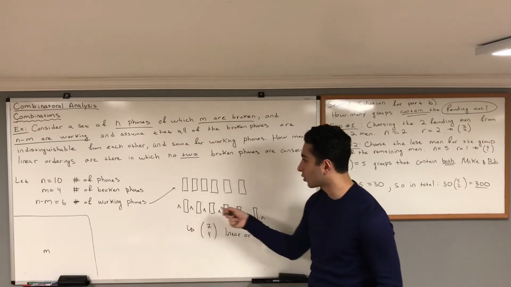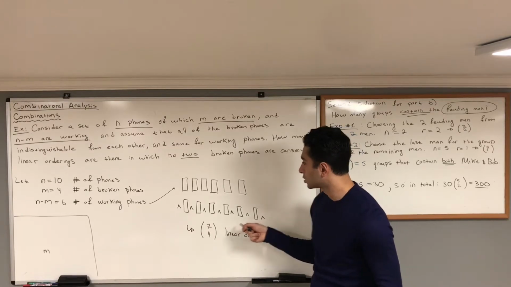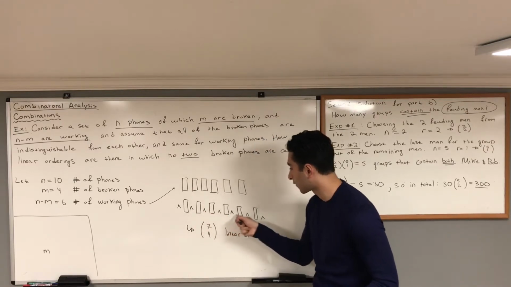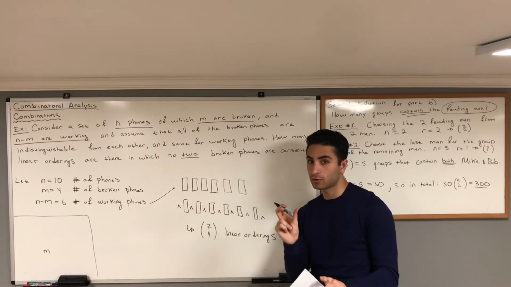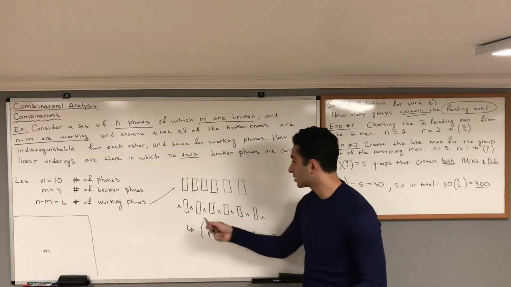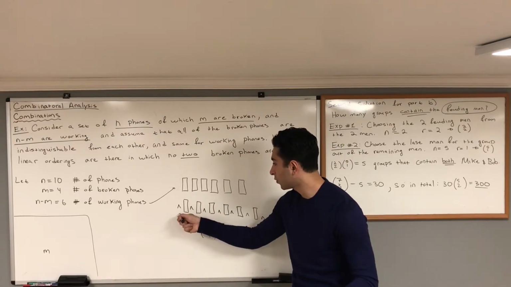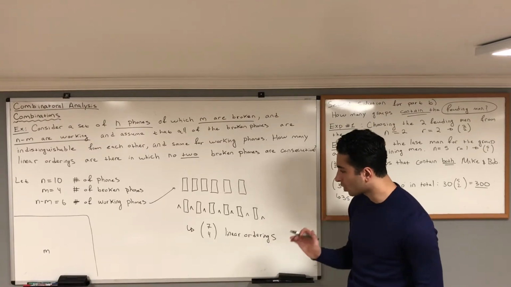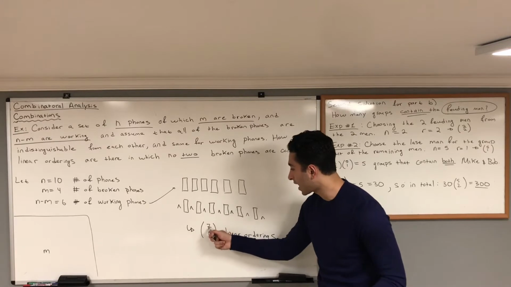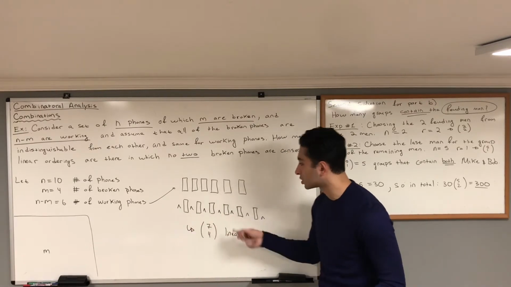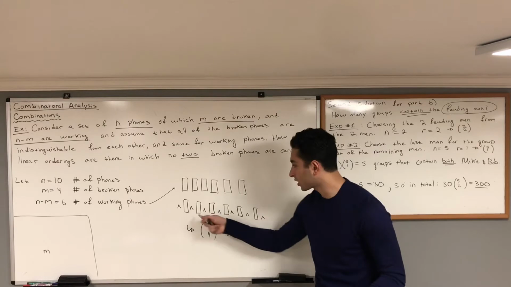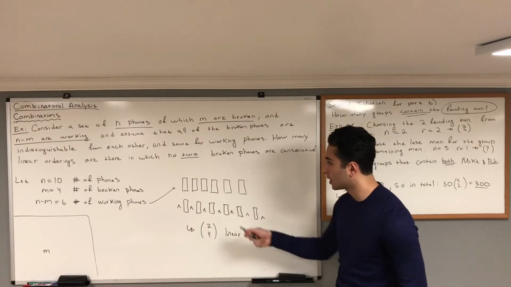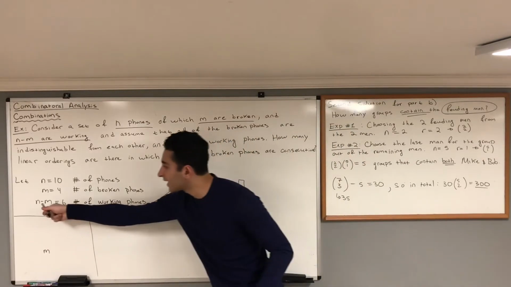Notice we have 6 working phones. To get 7 spaces, you have to understand that you could have 1, 2, 3, 4, 5 spaces between each working phone, and then 2 more spaces, 1 to the left of the first working phone and 1 to the right of the last working phone. So that means we should have 6 plus 1. 6 working phones plus 1 will give you 7 total spaces. 6 is the number of working phones, so n minus m.